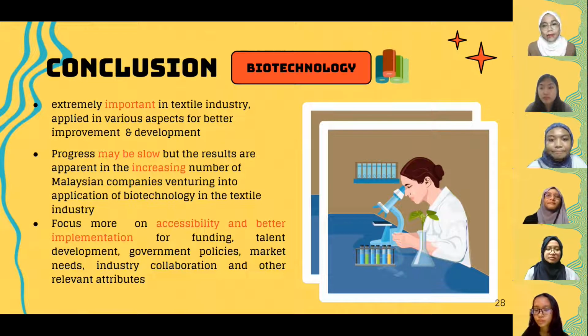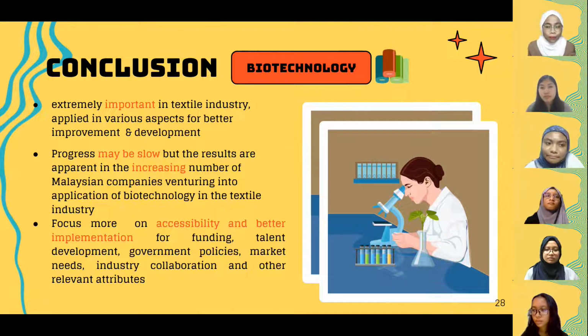There has been progress in biotechnology in the textile industry in Malaysia in the span of 2 years since the National Biotechnology Policy was announced. The progress may seem a little slow, but the results are apparent in the increasing number of Malaysian companies venturing into the application of biotechnology in the textile industry.